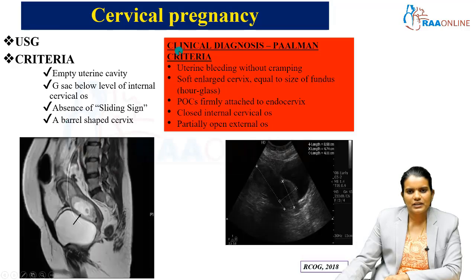So, the clinical diagnosis is uterine bleeding without cramping, soft enlarged cervix equal to the fundus. POC is firmly attached to the enlarged endocervix, closed internal cervical os and partially open external os.